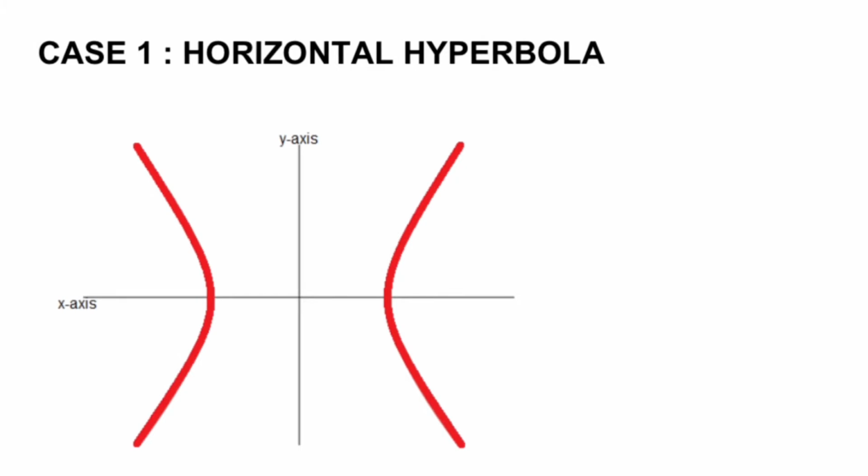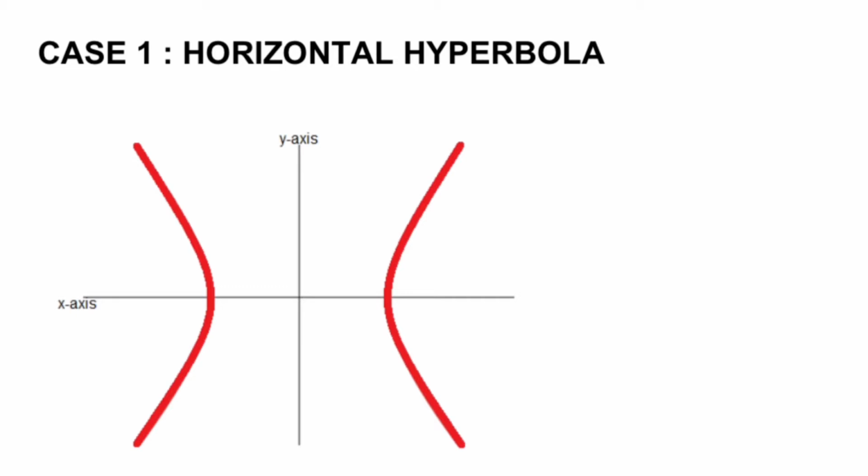Let's take the first case of hyperbola, the horizontal hyperbola. Please notice that this hyperbola is called the horizontal hyperbola because the graph, which is in red, is touching the horizontal axis.